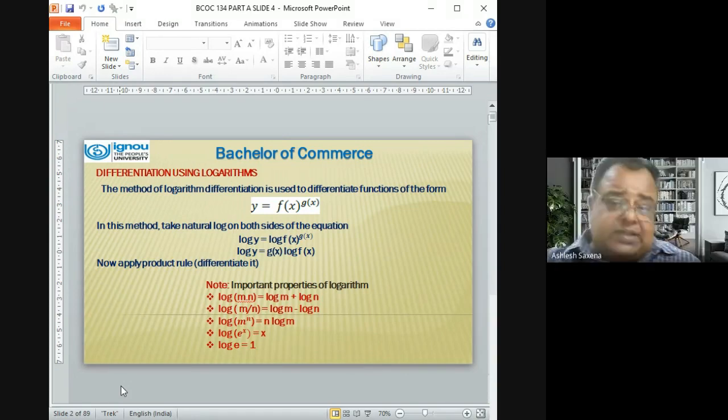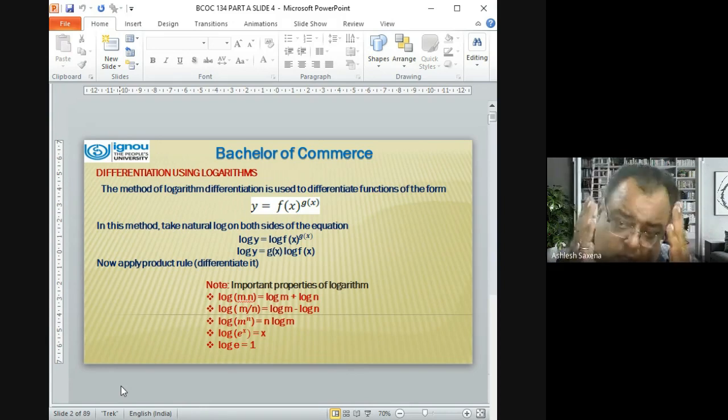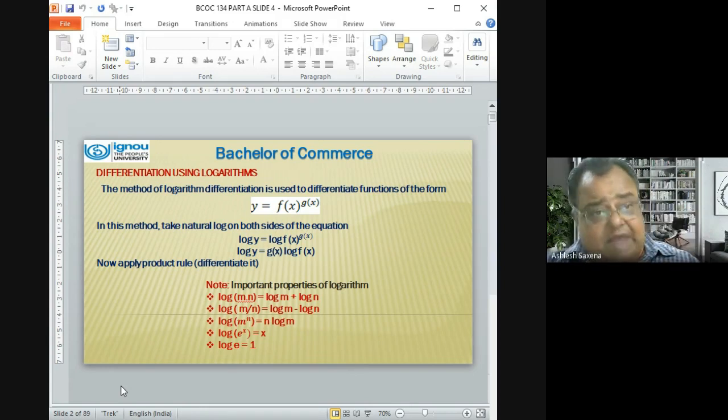In that case, what is the method? The question is y is equal to f(x) raised to the power g(x). We will straight away apply natural log on both sides. You will see log y is equal to log of f(x) raised to the power g(x). When we get a function in this position, we apply the property of log. In the next step, log y is equal to that g(x), which was in the power, has been brought in front. Now it is g(x) into log f(x).